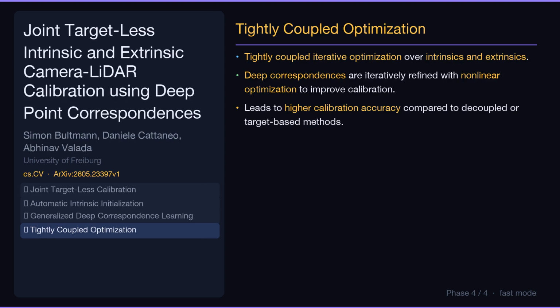Contribution 4. Tightly coupled optimization. Tightly coupled iterative optimization over intrinsics and extrinsics. Deep correspondences are iteratively refined with nonlinear optimization to improve calibration. Leads to higher calibration accuracy compared to decoupled or target-based methods.